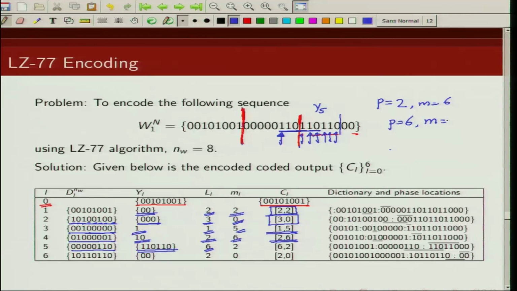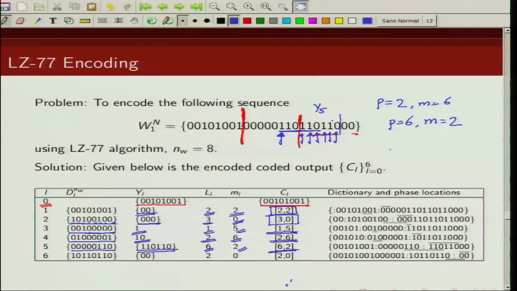Then m corresponds to nw, which is 8 minus p. So 8 minus 6 is 2. So this is my m. So corresponding to this string, my code word is 6 and 2.